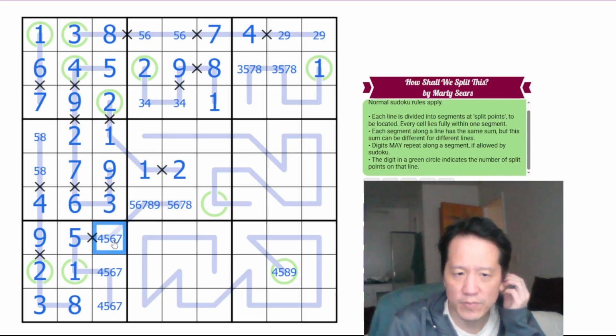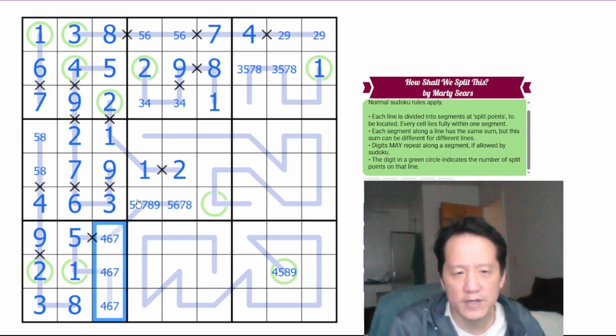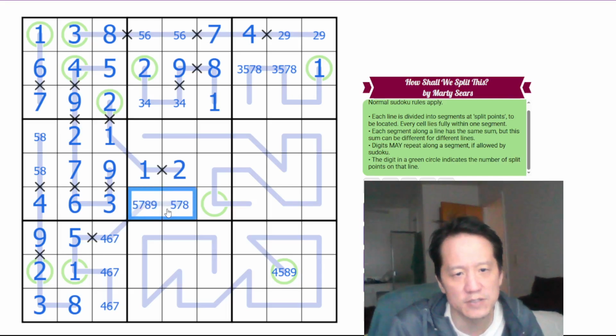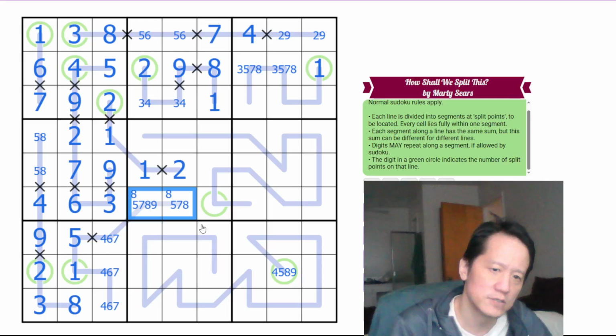So these can't be 5. That's interesting. This can't be 3. That means this is at minimum. Oh, this can't be 6 either. So 8 has to be here in one of these two digits, because the other digit is odd.